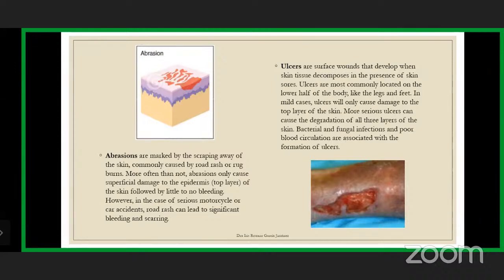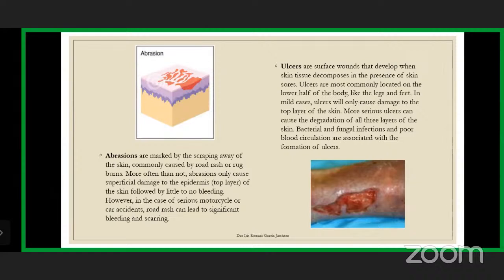Ulcers are surface wounds that develop when skin tissues decompose in the presence of a skin source. Ulcers are most commonly located on the lower half of the body, like the legs and the feet. In the mildest cases, ulcers will only cause damage to the top layer of the skin. More serious ulcers can cause the degradation of all three layers of the skin. Bacterial and fungal infection and poor blood circulation are associated with the formation of ulcers.